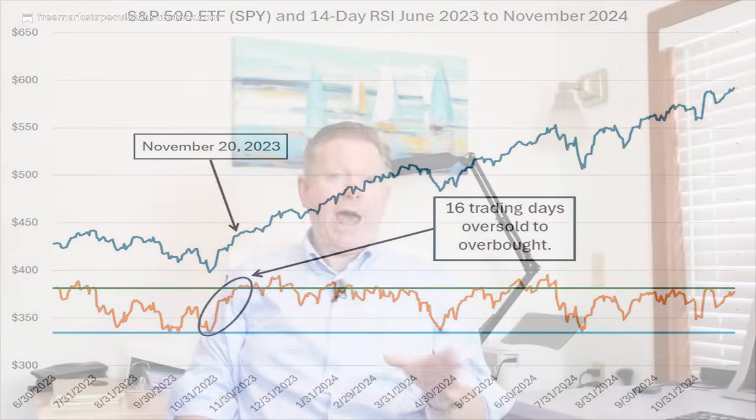Now, I heard talk at that time about how the market had gone too far too fast, and how the normal seasonal Santa Claus rally had been pulled forward and would fizzle. Again, this overbought signal was decidedly not bearish.